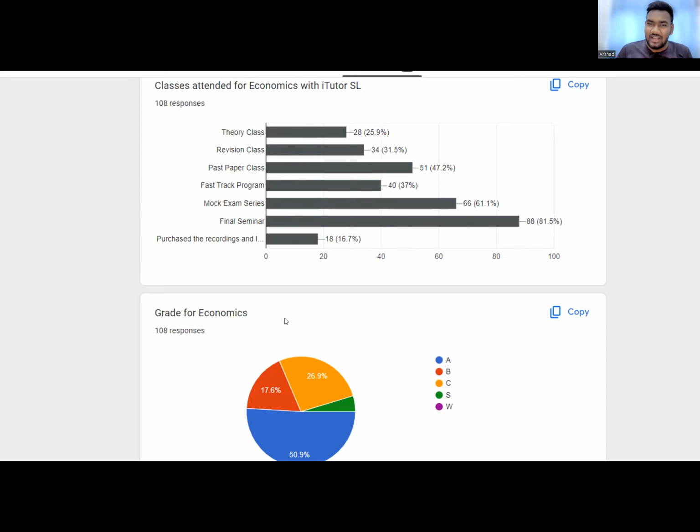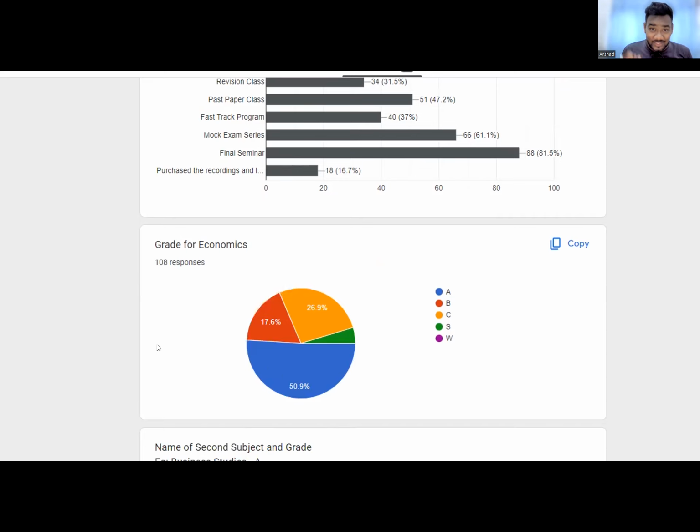So this is the overall, guys. This will include students who joined during the last month of classes. There are students like that as well. But overall, more than 50% of them have got an A. Close to around 70% have got an A or a B, right? So luckily no one has failed.